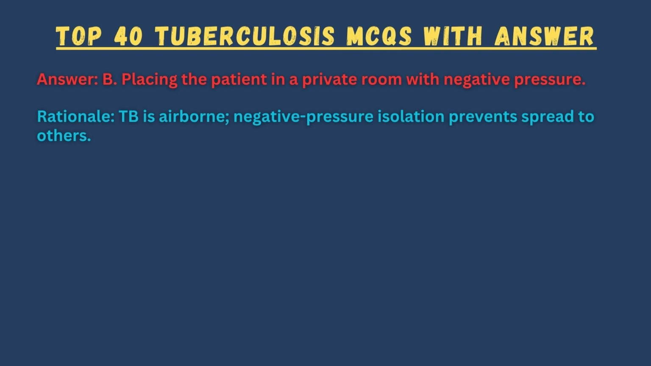Answer. B. Placing the patient in a private room with negative pressure. Rationale. TB is airborne. Negative pressure isolation prevents spread to others.